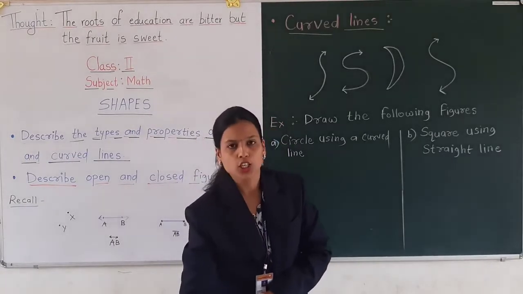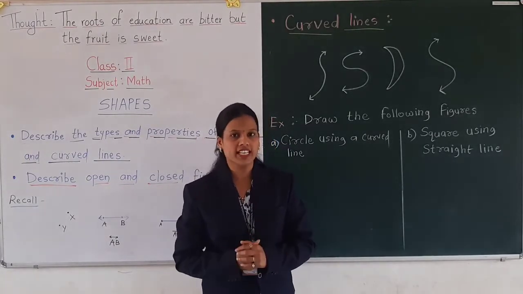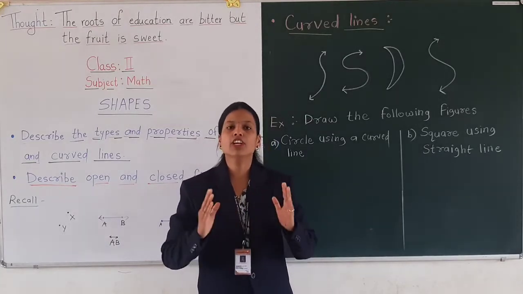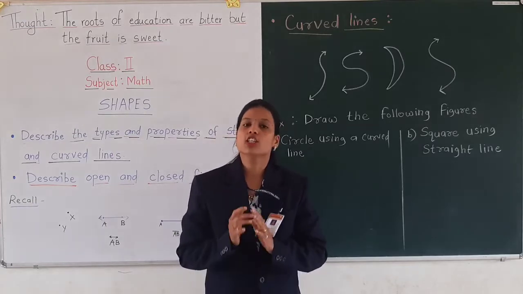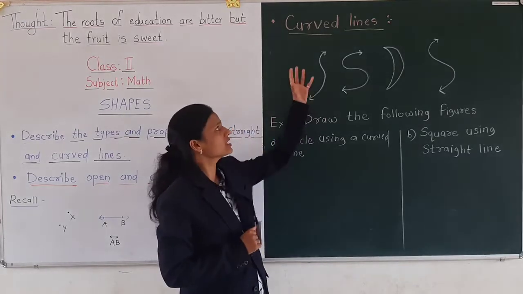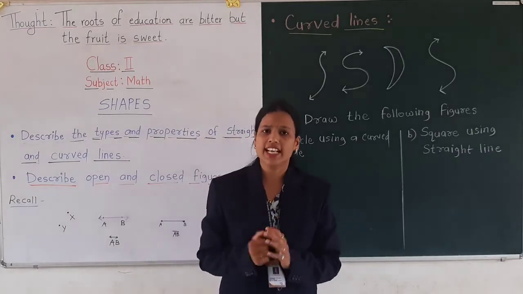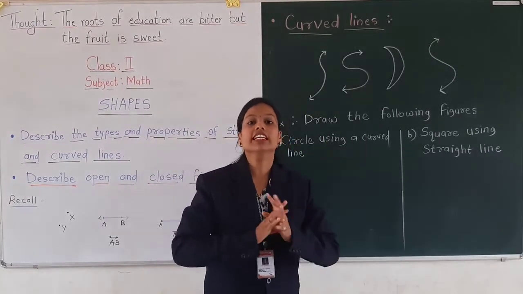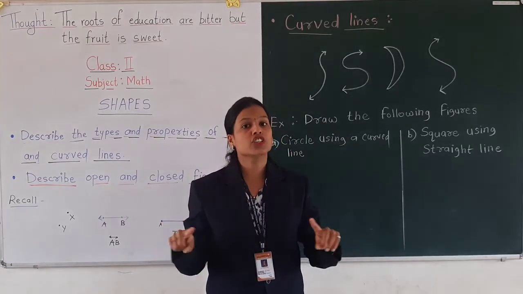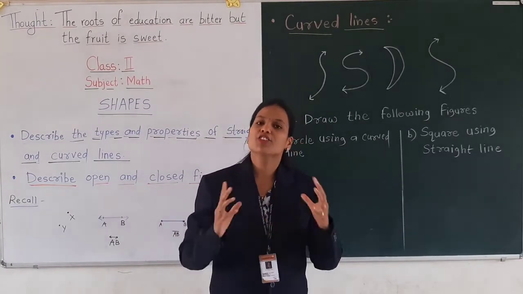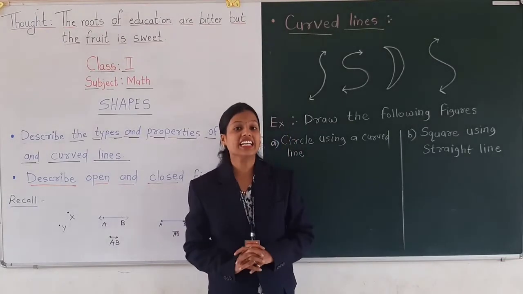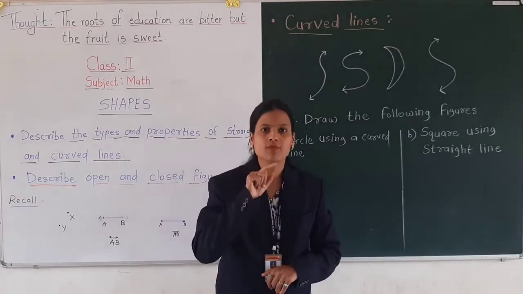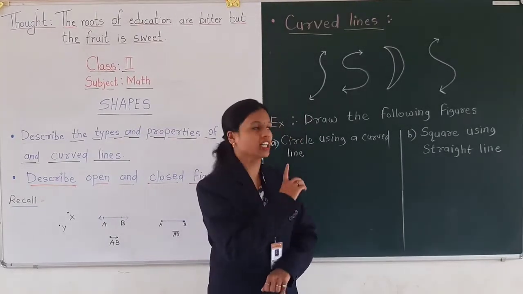Now see students, do you know what the uses of straight lines and curved lines are? In mathematics, when we have to draw some shapes, right? At that time we use straight lines and curved lines. For example, when we have to draw a square, at that time we use straight lines. When we have to draw triangles and rectangles, for that we use straight lines. Okay? And when we have to draw a circle, at that time we will use curved lines.